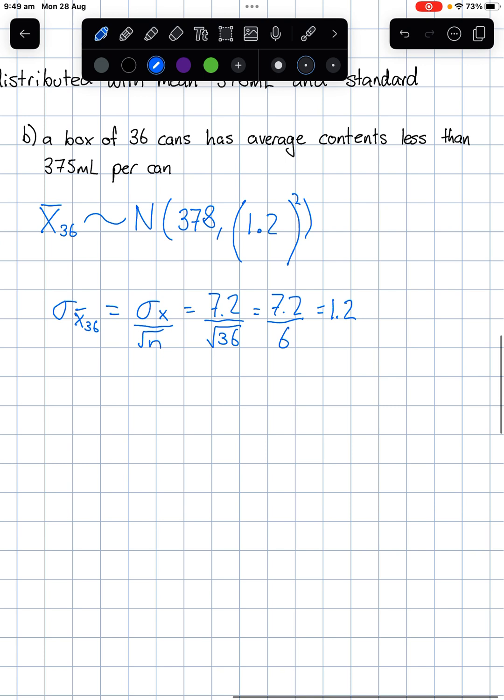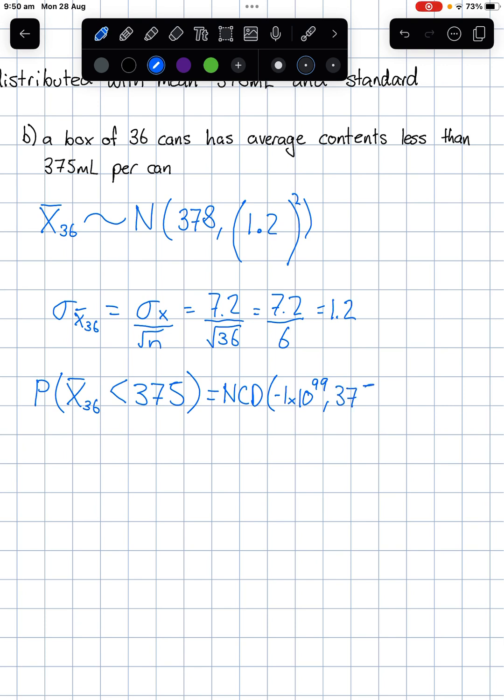So now we're looking at the probability that our average here, so if we were doing a distribution of the average from each can, that's what this 36 is showing us. We're looking at that being less than 375. And that is going to be equal to NCD. So again, a normal cumulative distribution, 1 times 10 to the negative 99 to give us a nice big one.